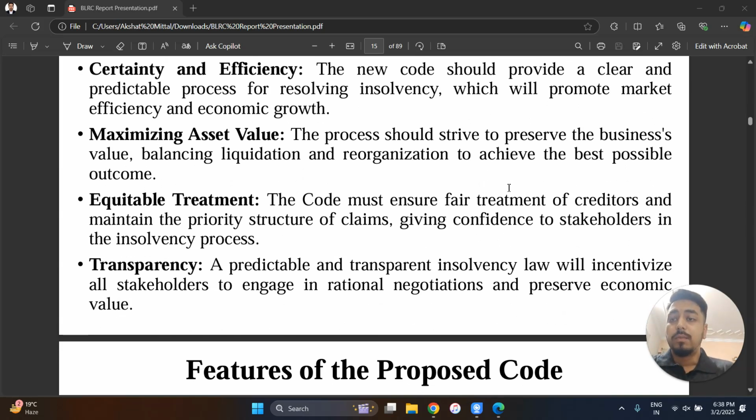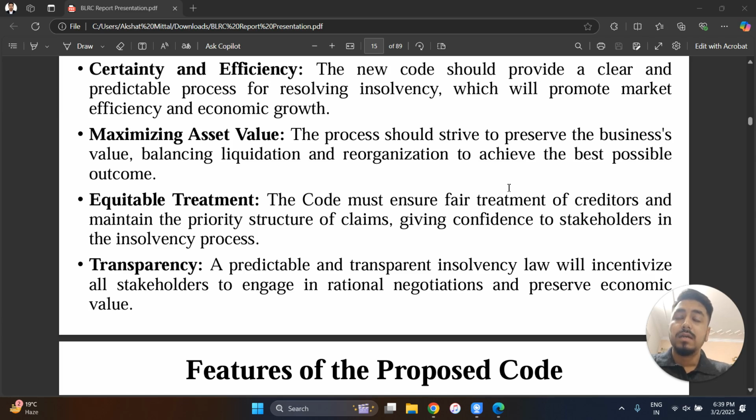Thirdly, this code also proposes a treatment which shall be fair to all the participants, all the stakeholders. There should be an equitable treatment, meaning that when an insolvency process is started, all the creditors should be able to file their claim in a single place, and all the creditors should be paid off in a proportionate manner and also in a priority manner. For example, if there is a secured creditor and also an unsecured creditor, the secured creditor must be paid in priority to the unsecured creditor, because for a secured creditor, the stakes are higher, the risk is higher. Then we talk about transparency.